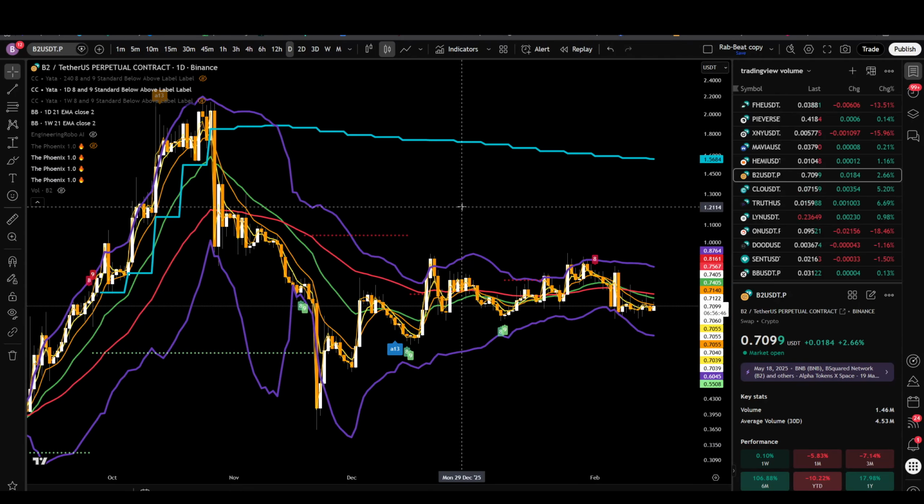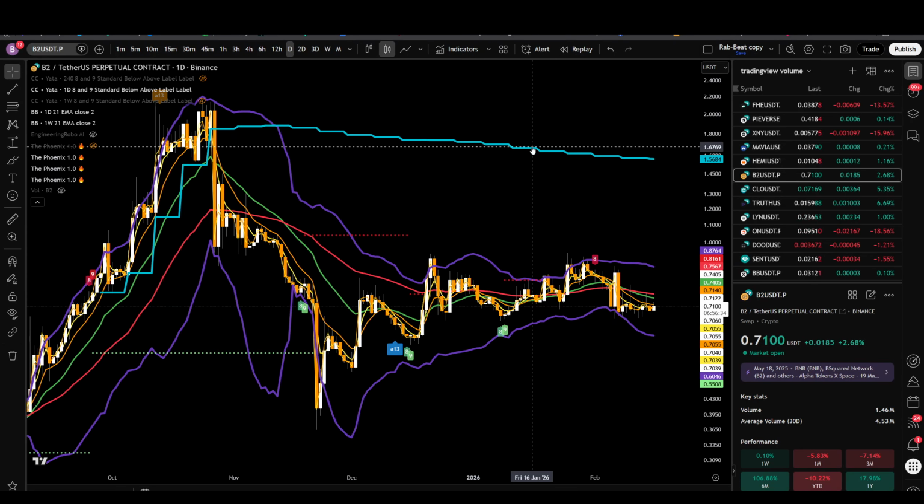So 50% times 10. If you did a 10x, you'd have made 150%. Or if you did 20x, you would have made 300%. So it really adds up. But if you stick to the rules, you're going to be fine.